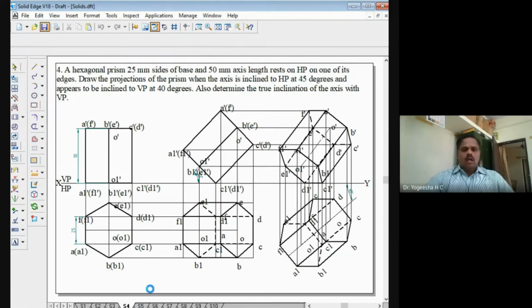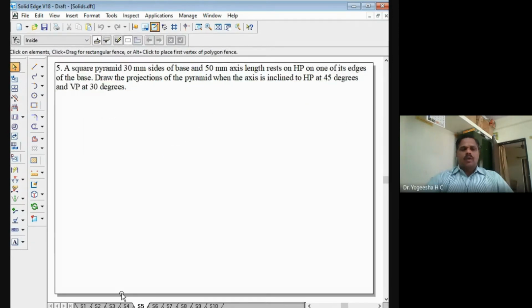We'll go for the next problem now, the last problem of the day. That is for pyramids. I will introduce the pyramid problem. That is a square pyramid problem.